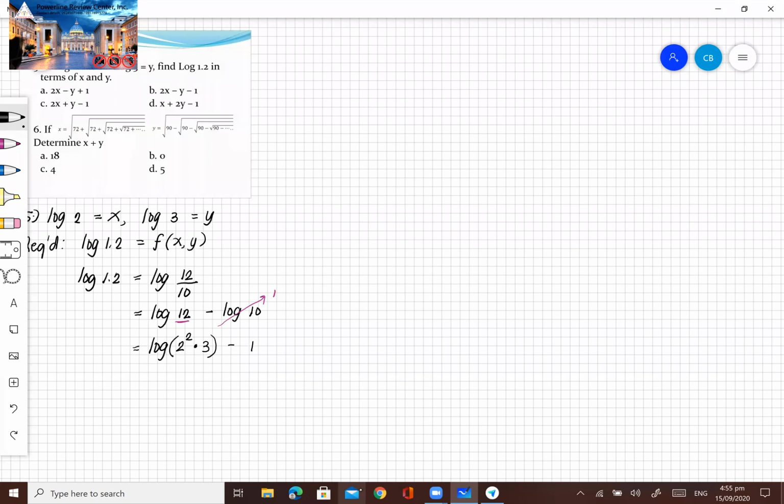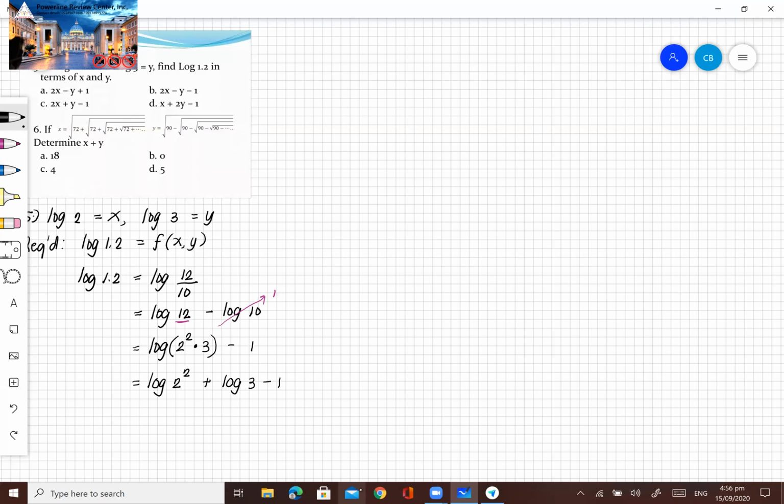Now, if you try to recall yung ating ginamit kaninang property of logarithm, pag multiplication, it is also the same as what? Addition. So, logarithm of 2 squared plus logarithm of what? 3 minus 1. Okay. So, lumiliwanag na yung ating problem. We have already seen that logarithm of 3 and logarithm of 2.